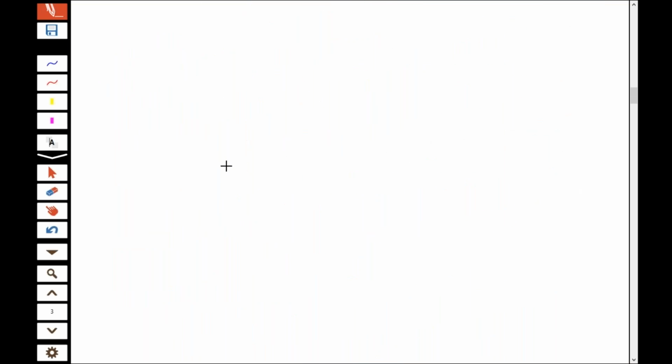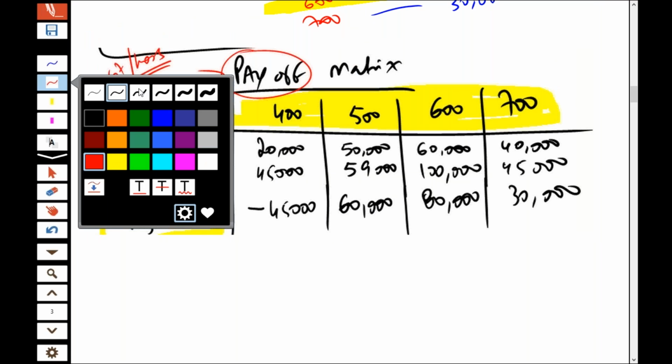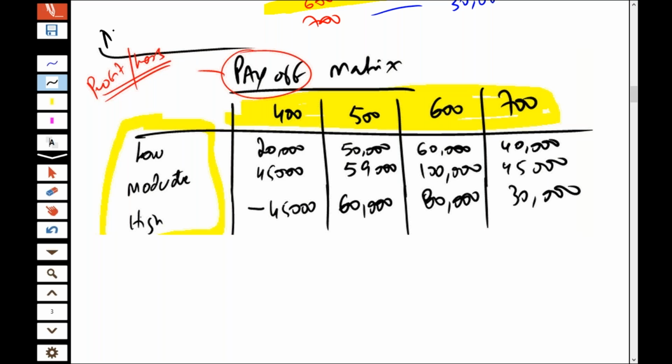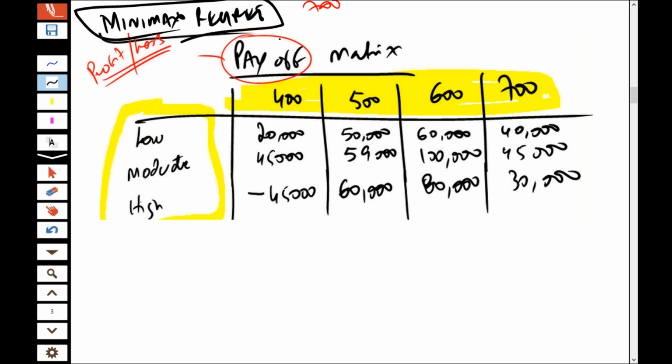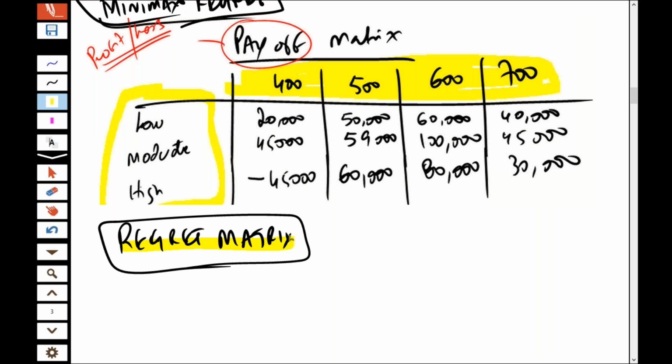Now see, for this technique of minimax regret, the first thing that you need to do is prepare the regret matrix. Now, what exactly do you mean by regret matrix? So let's try to understand this. The regret means the opportunity loss. The regret means the total loss.